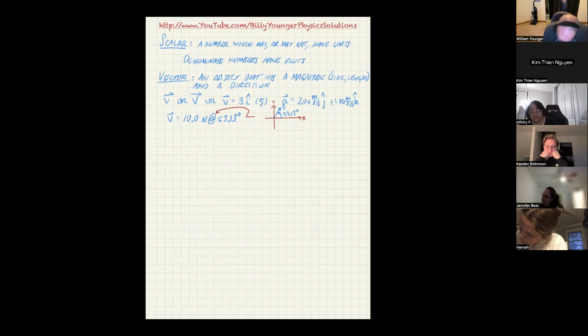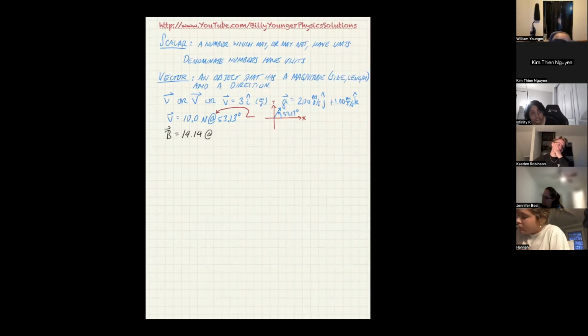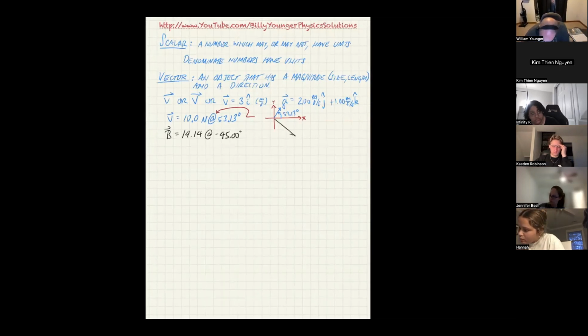Similarly, if you had a vector, let's say b, which equals, let's say, 14.14 at negative 45.00 degrees, okay, then that vector would look more like this. And since it's negative, that means it would be on a rotation in the clockwise direction from the positive x-axis. Okay, so that's what that means. Does that make sense to everyone?